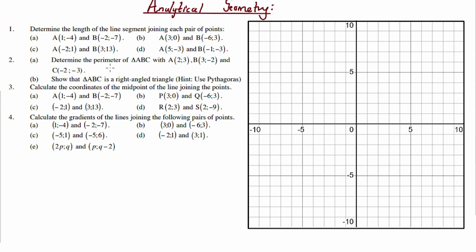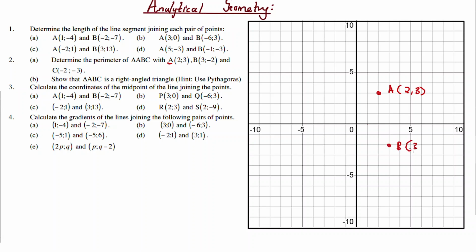But here we are given a triangle ABC with vertices A. Let's plot A, 2 and 3. 1, 2, 1, 2, 3. This is point A, which is 2 and 3. And then we have B, 3 and minus 2. 1, 2, 3, minus 2, 1, 2.